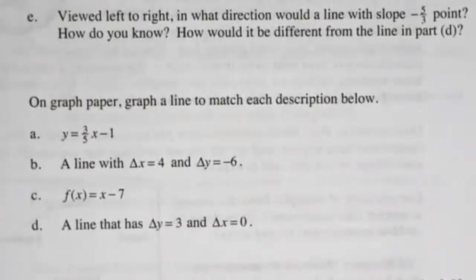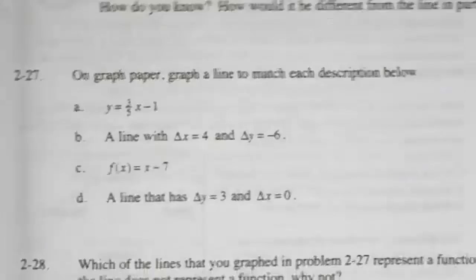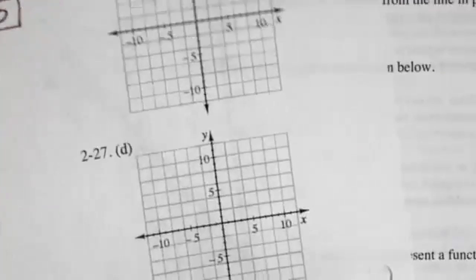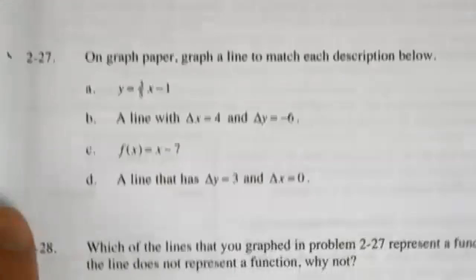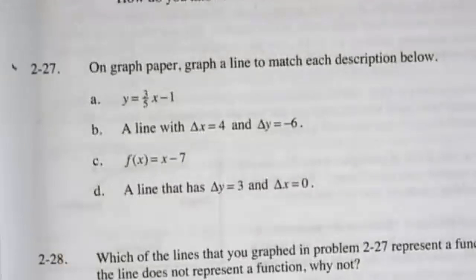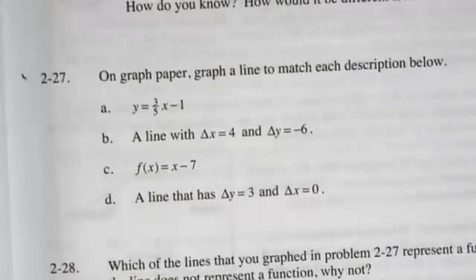All right, so your task right now is number 27. It's got parts A, B, C, and D. So conveniently, that matches up with parts A, B, C, and D here. And they're going to ask you to graph a line to match. Okay, should we do one of these together? Yeah, let's do one together. We'll do part A together.